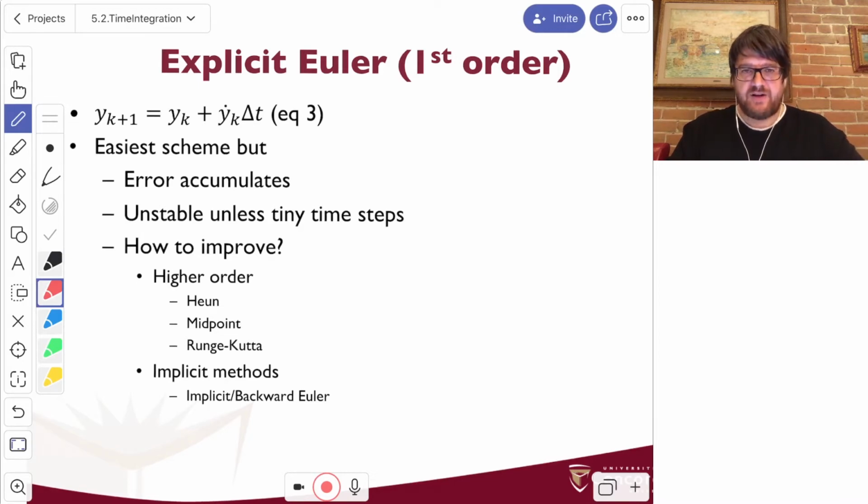The other direction in which we can go is the backward, implicit methods. We're going to look in this course at implicit backward Euler.